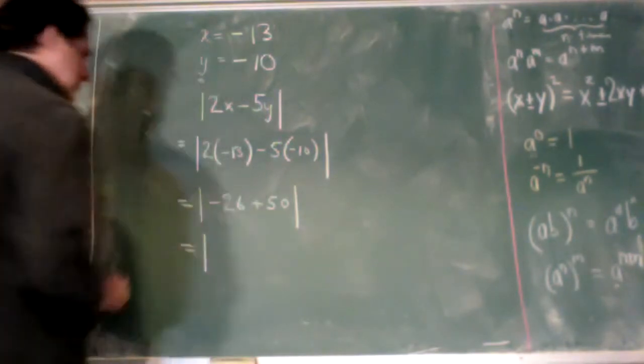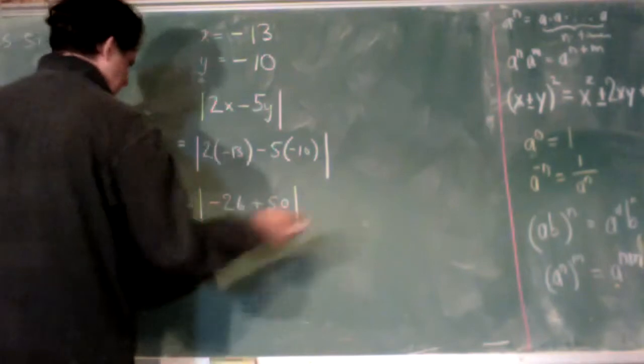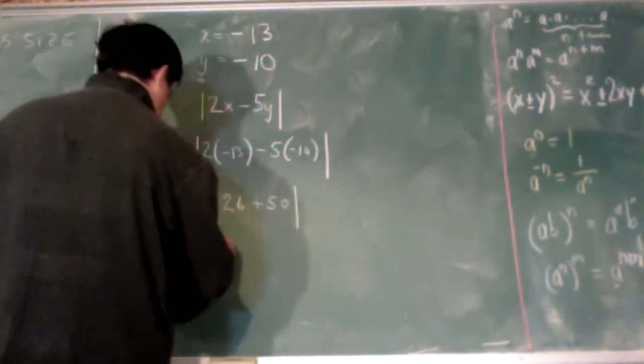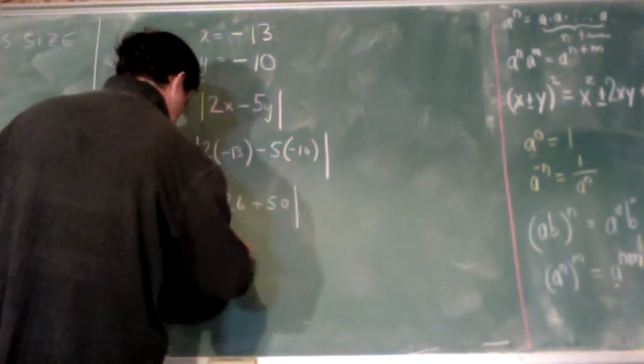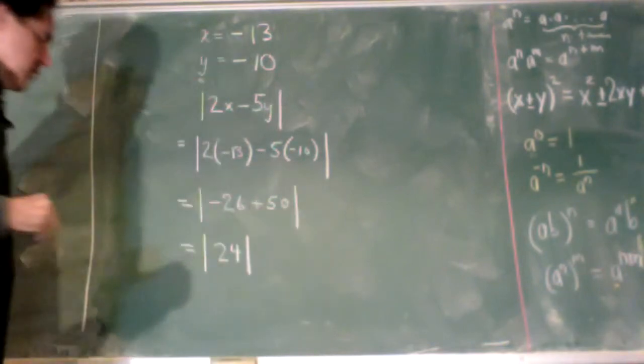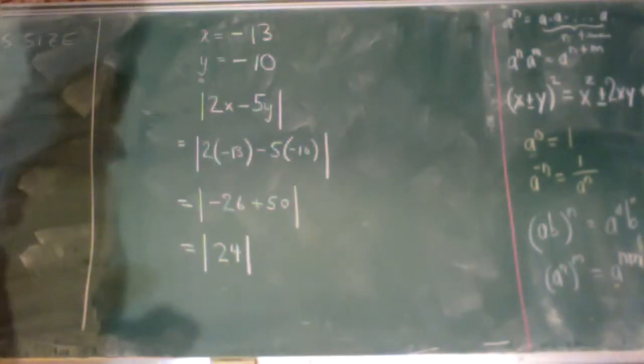So I get 50 minus 26. Well, 50 minus 25 would be 25, and one more subtracted leaves me with 24. Now, what is the absolute value of 24?